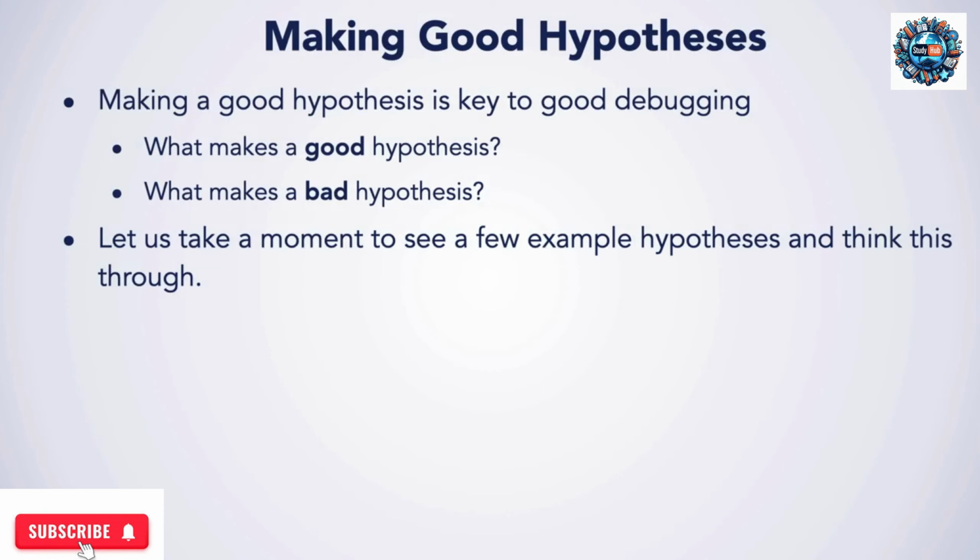Alright, so we just talked about how debugging should be done with the scientific method, and we concluded that with me asking you to think about what makes a good hypothesis and what makes a bad hypothesis. Before I tell you what characteristics make a good hypothesis, let's see a few examples.